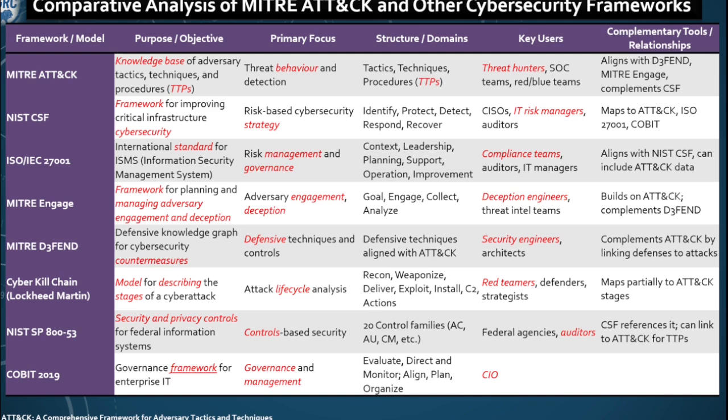Now, if you want to complete the story, these are the relationships and the tools that each framework engages with. MITRE aligns with D3FEND, MITRE Engage, and complements the CSF. NIST maps to ATT&CK and ISO 27001, COBIT. ISO aligns itself with the NIST CSF and can include ATT&CK data. MITRE Engage works with ATT&CK. Defend aligns with ATT&CK. The cyber kill chain aligns itself with ATT&CK. Similarly, NIST also. If you see, the role of MITRE ATT&CK is across the frameworks. All of them require the knowledge base, the quality and the depth of the knowledge base which MITRE ATT&CK helps create, so that other frameworks can leverage that knowledge to be more effective and efficient.